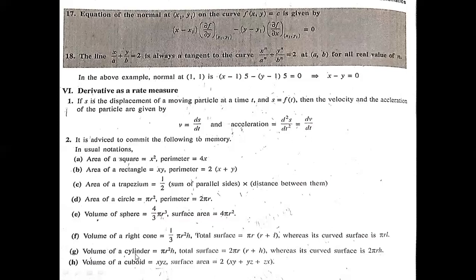Volume of a cylinder is pi r square h. Total surface area of a cylinder is 2 pi r into r plus h, whereas its curved surface area is 2 pi r h. Volume of a cuboid is x into y into z, that is length, breadth, height. Surface area of a cuboid is 2 into xy plus yz plus zx.